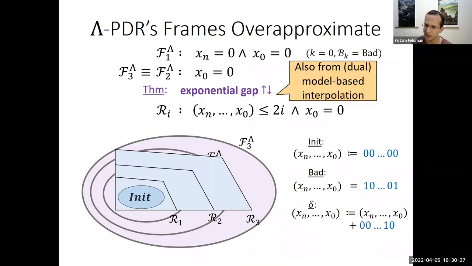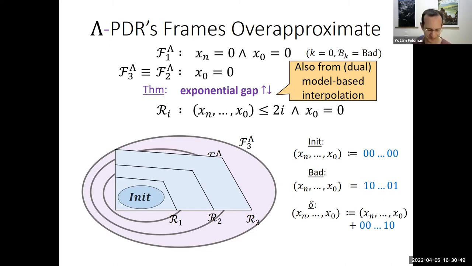We also have a similar gap between Lambda PDR and the variant of model-based dual interpolation-based invariant inference algorithm. The details are in the paper. If anyone wants to ask anything or comment anything or cry of outrage.